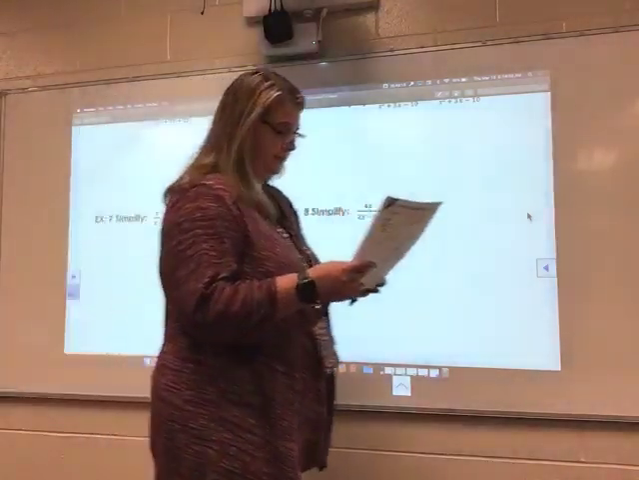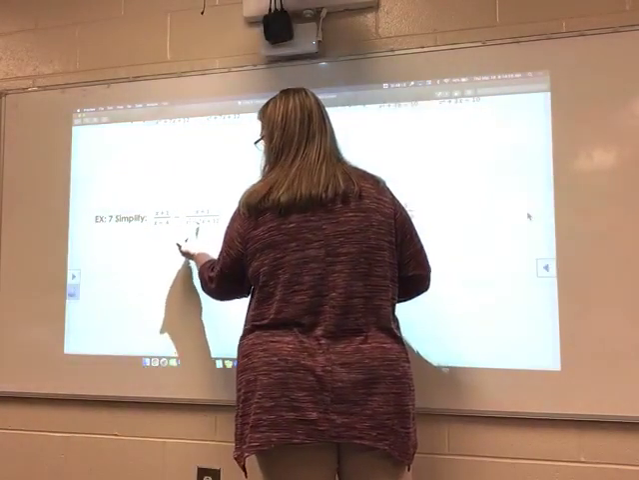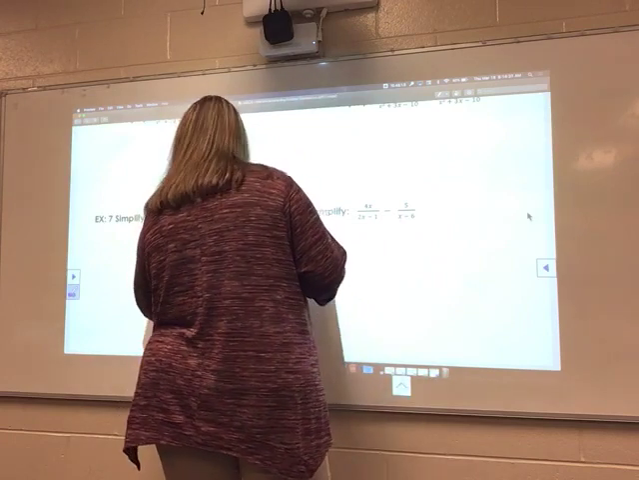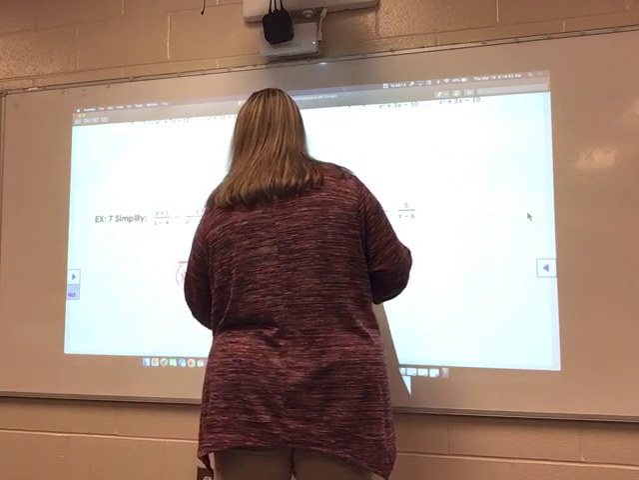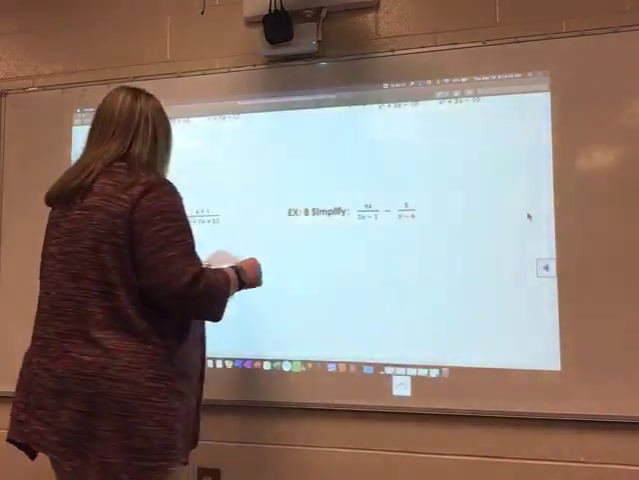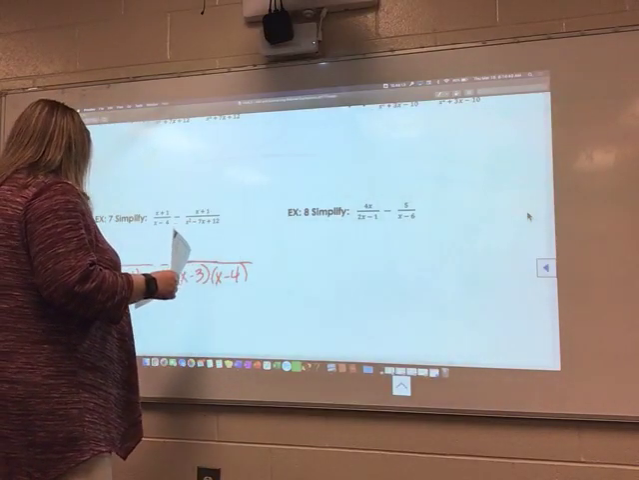So what are we going to do for 7? I've got x minus 4, and then I have x squared minus 7x plus 12 in the other one. Let's get it in factored form. Is this one factorable? Negative 3 and negative 4. Let's see. Multiply to positive, yes, and add to negative 7, yes. This one only has x minus 4.